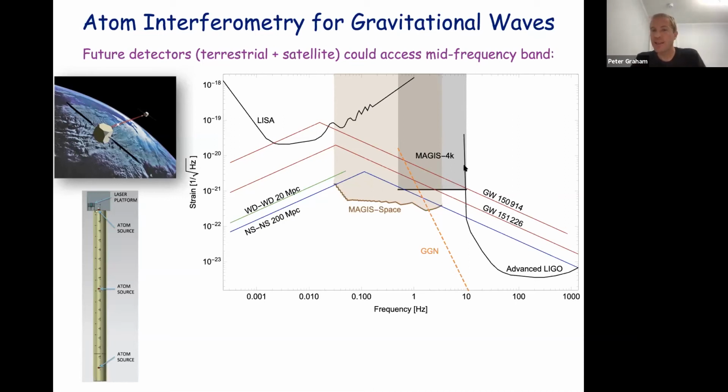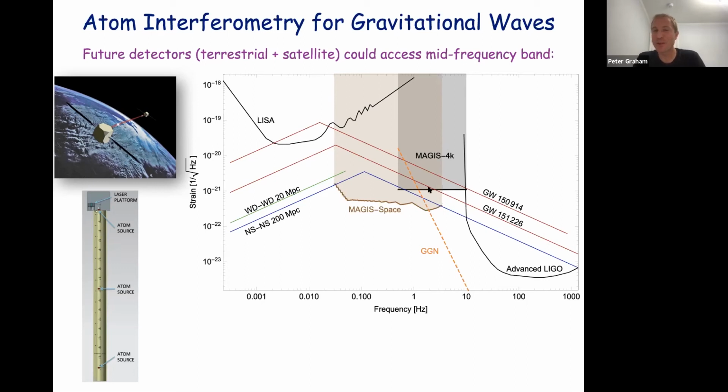And you can see that these atom interferometer detectors would be sensitive to many of the same sources that go through LIGO, these black hole binaries, or for example, this blue line is a neutron star binary at 200 megaparsecs from us. So actually, you can detect a lot of the same sources in the midband, and even some new sources like white dwarf binaries. Okay. And again, these are just sources we know about, that we're sure these things exist, right? We've seen them.